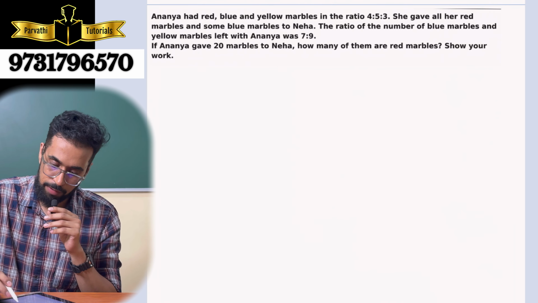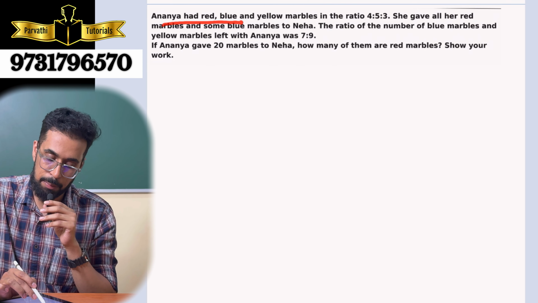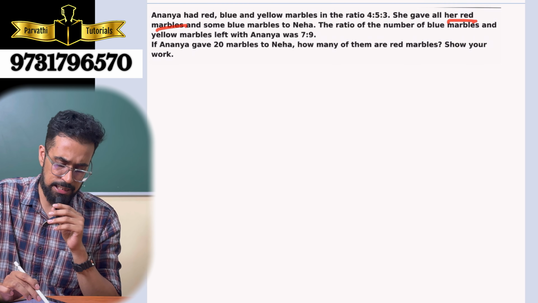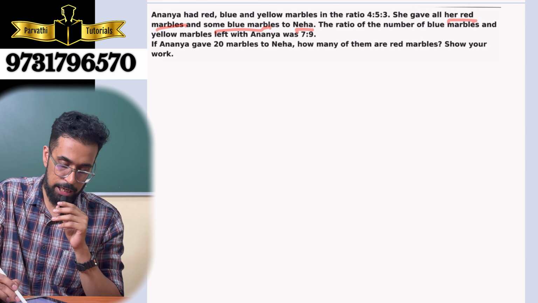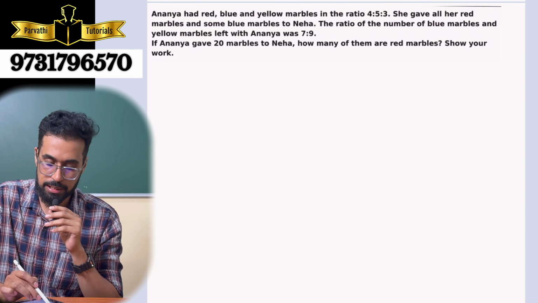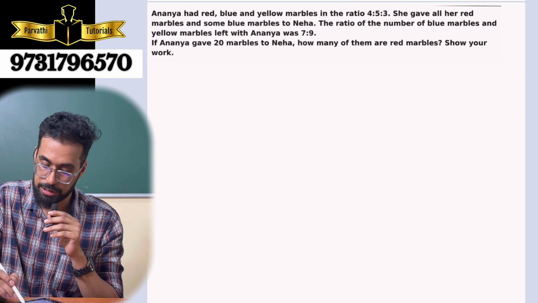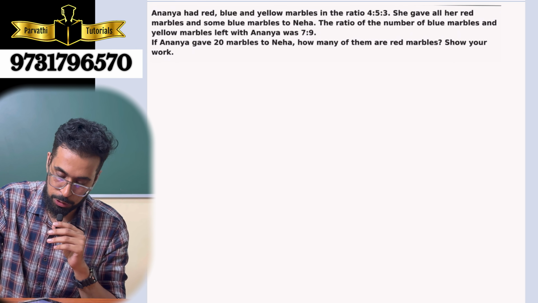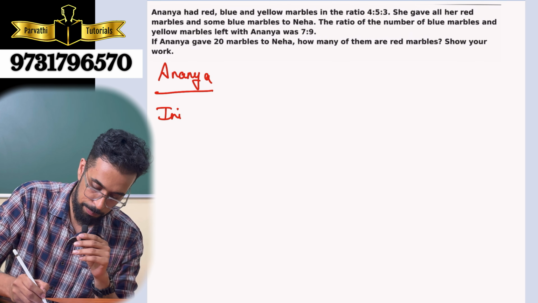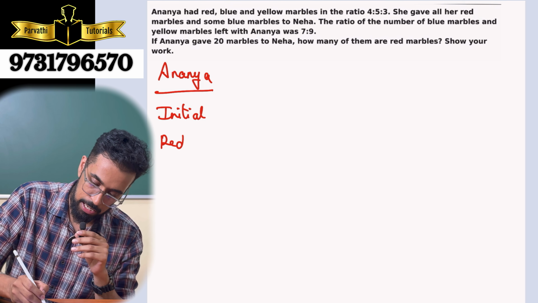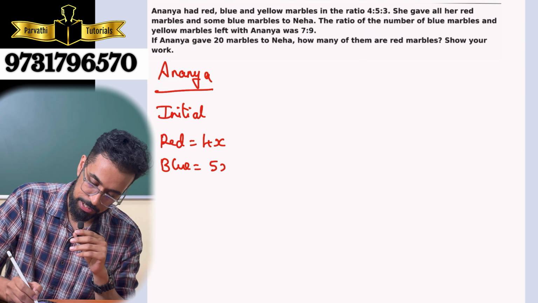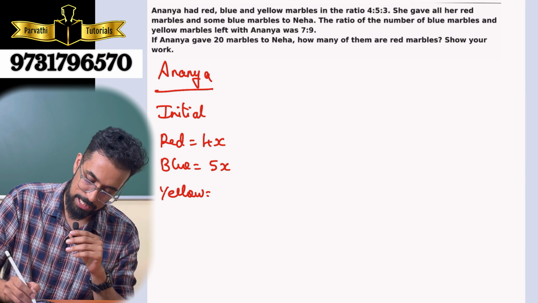In the next problem, Ananya has red, blue and yellow marbles in the ratio 4:5:3. She gave all her red marbles and some of the blue marbles to Neha. The ratio of the number of blue marbles and the yellow marbles left with Ananya was 7:9. If Ananya has given 20 marbles to Neha, how many red marbles are there? This is what we need to find out. Let's look from Ananya's point of view. Initially we have red, which is 4x, blue, which is 5x, and yellow, which is 3x.